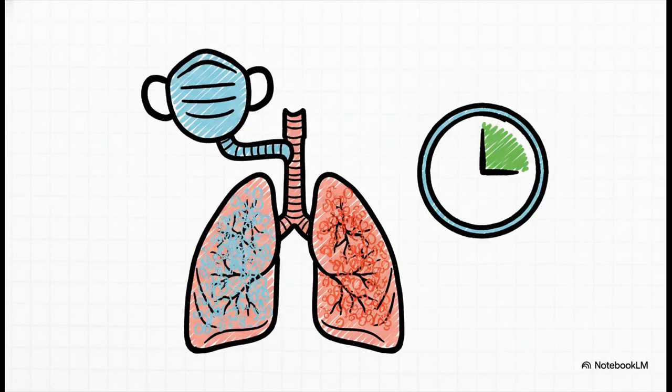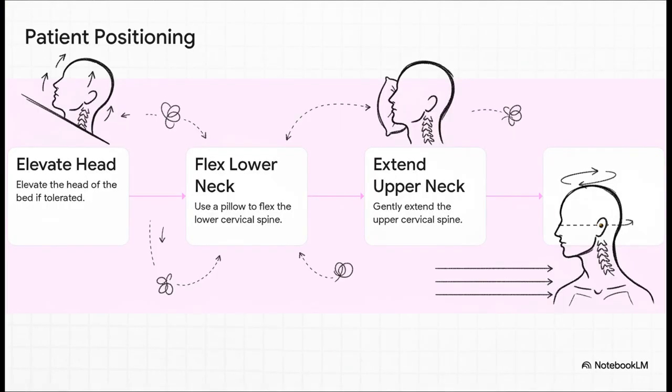Now, before any tube goes anywhere near the patient, your number one job is preoxygenation. The goal is super simple: wash out all that nitrogen in the lungs and replace it with a reservoir of oxygen. This is what buys you that precious, safe apnea time. And you can do this with anything from a simple face mask all the way up to high-flow nasal cannula or even non-invasive ventilation.